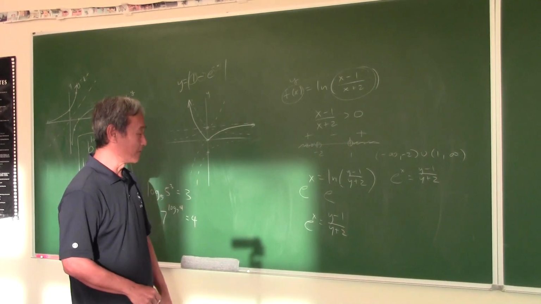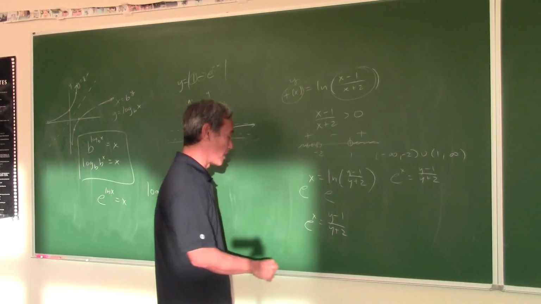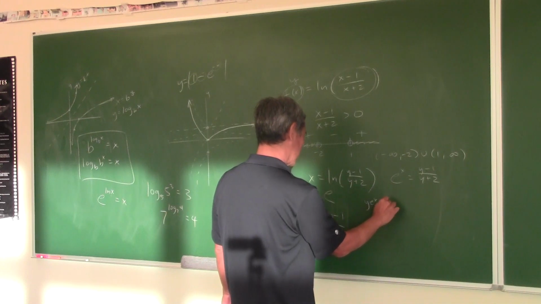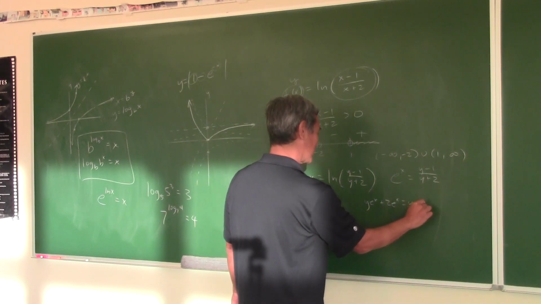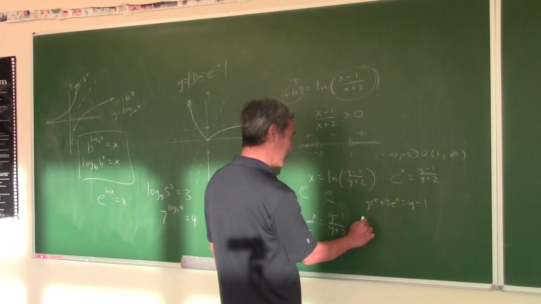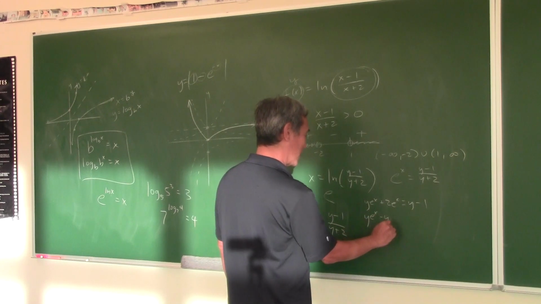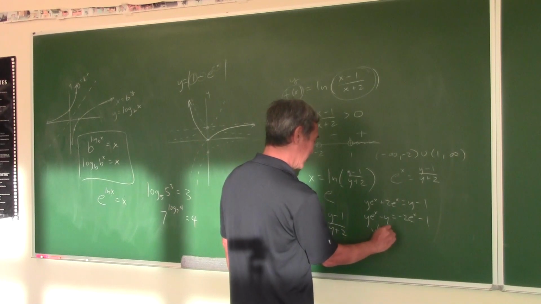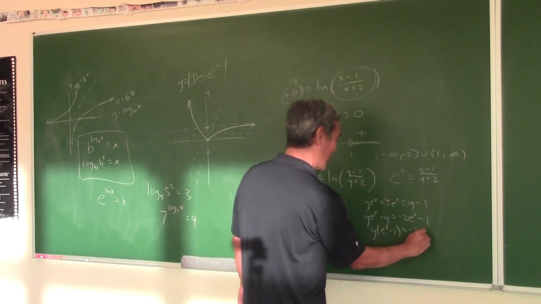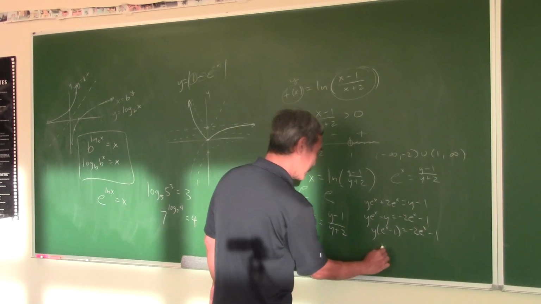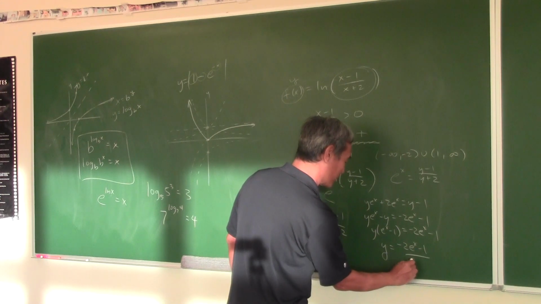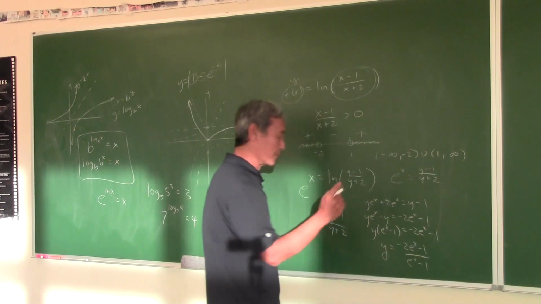And then now it's easy to solve for y. All you have to do is cross multiply: y e to the x plus 2 e to the x equals y minus 1. Put all the y's on one side. y e to the x minus y is equal to negative 2 e to the x minus 1. Factor out the y: y times e to the x minus 1. This is just algebra. Algebra never hurt anyone. y equals negative 2 e to the x minus 1 over e to the x minus 1. And boom, there's your inverse.